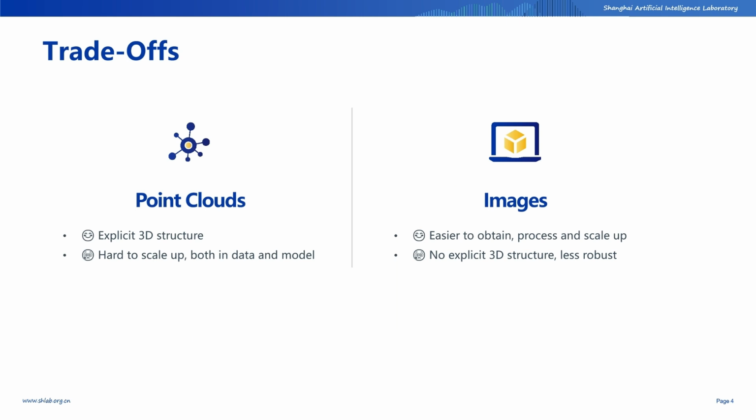However, existing observation modalities present trade-offs. Point clouds provide explicit 3D structure but are difficult to scale in terms of both data and model size. Images are easier to collect and process but lack explicit 3D structure, limiting their robustness for policy learning. This raises a natural question: can we combine the advantages of both? We propose multi-view images as a solution, as they retain the scalability of images while implicitly encoding 3D structure information.